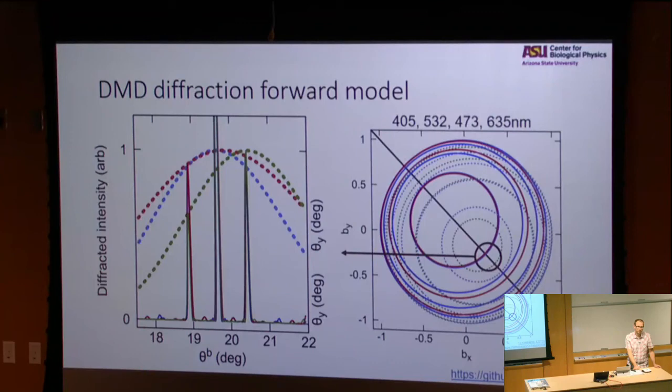How close is your sample to the objective? It depends on which experiment you're working with. The silicon oil objective in the light sheet that I showed has a 300 micron working distance. For this experiment, this is an oil objective, so it's closer to something like 120 microns.